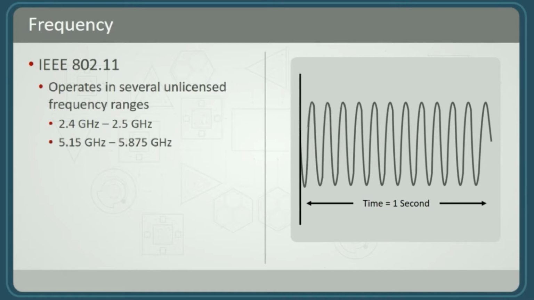And the same thing goes for the 5. We call it 5 gigahertz, but it's actually 5.15 up to 5.875. And the unlicensed component, in essence, means that it's not reserved. There are other things that can use those same frequency bands if necessary. There are certain transmissions that are licensed. They are reserved, and nothing else is allowed to transmit on those frequencies.